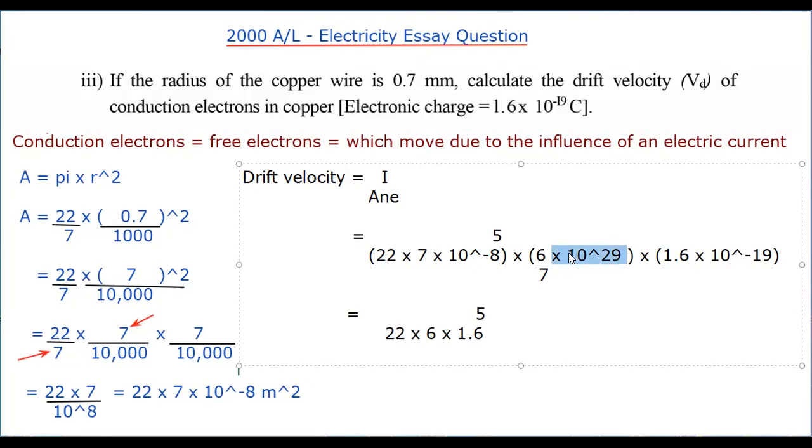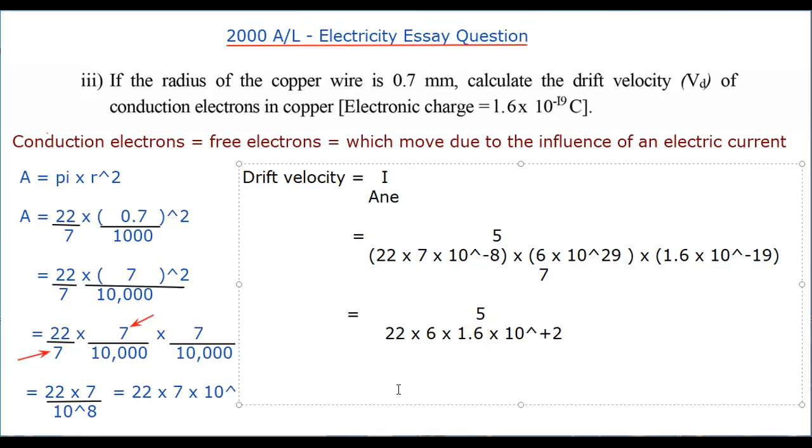Plus 21 and minus 19. What's here? Plus 2. So it should be 10 to the power plus 2. Right. Finally, we can write this as, look at the board carefully.